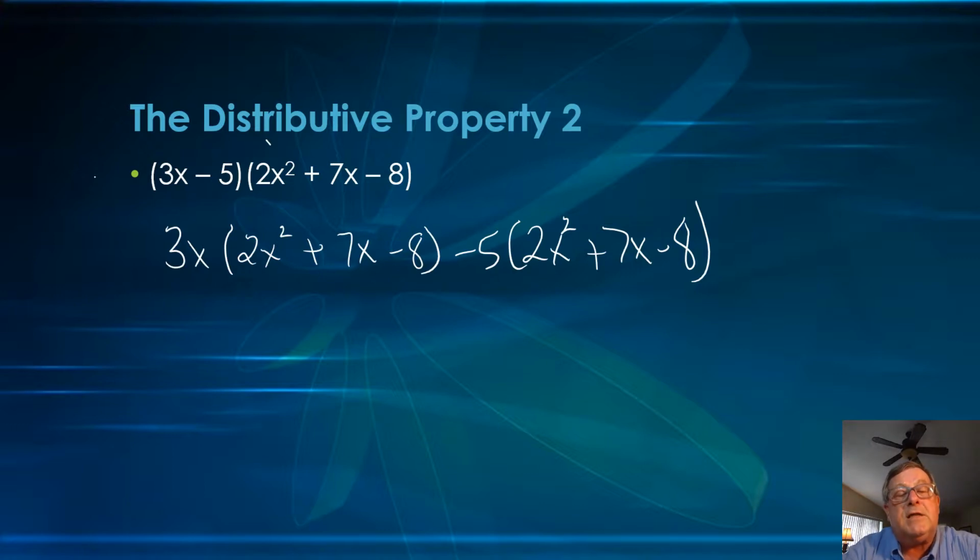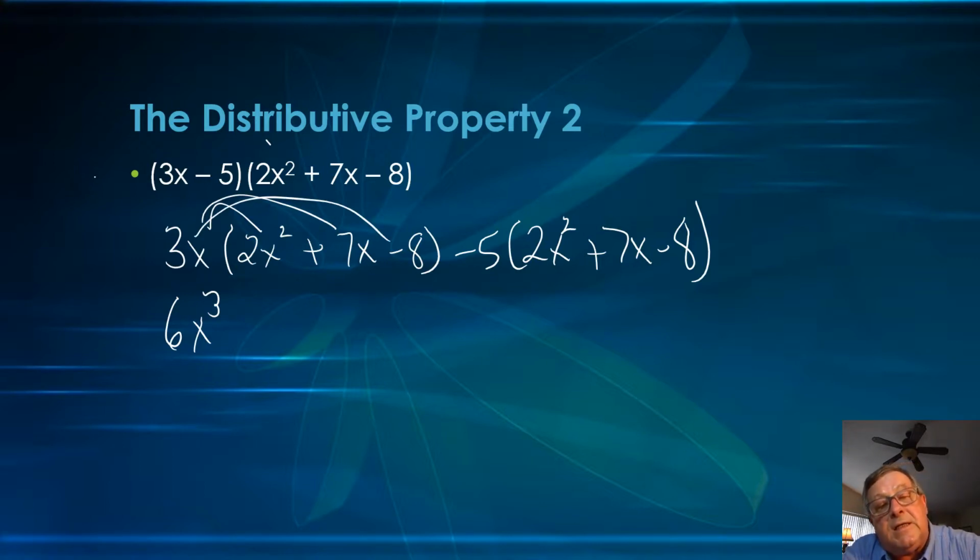All right, so let's see. 3x times 2x squared is 6x cubed. I'm taking this and I'm going here, here, and then here. 3x times 7x is plus 21x squared. And then 3x times negative 8 is negative 24x.